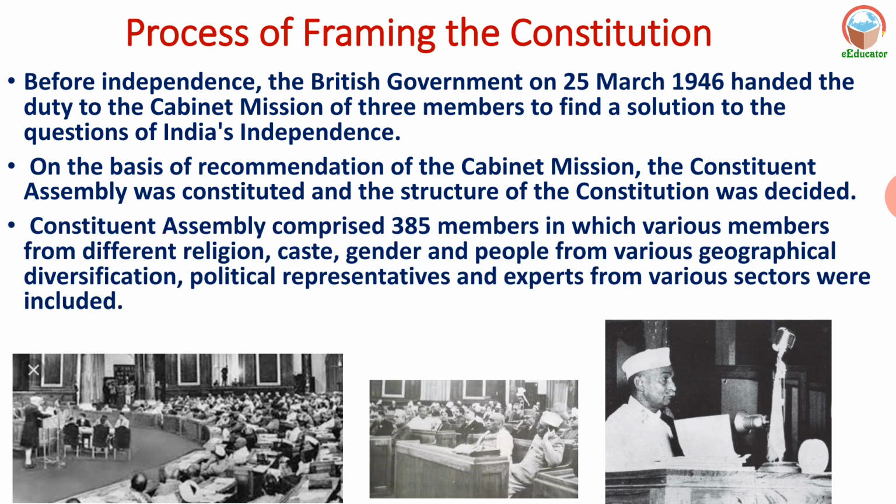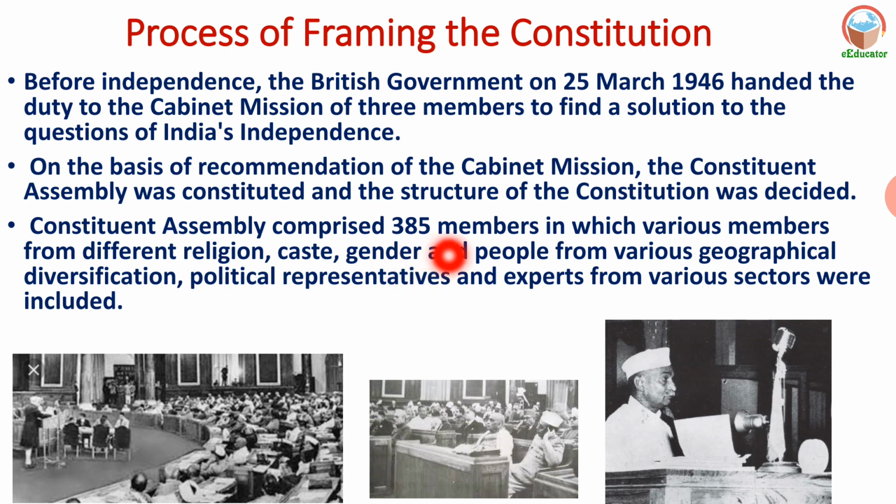Now, the Constituent Assembly comprised how many members? There were 385 members. With the guidance and recommendation of the Cabinet Mission, one assembly was framed, the Constituent Assembly. In the Constituent Assembly, how many members were there? 385 members, with members from various religions. They belonged to different religions.